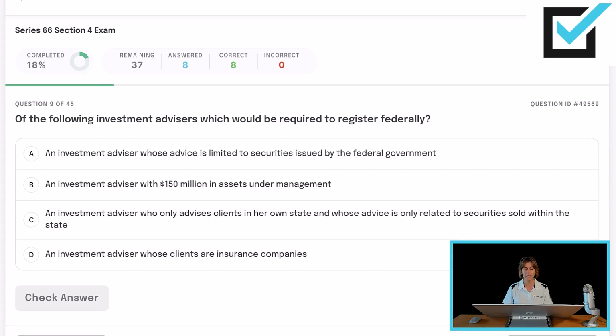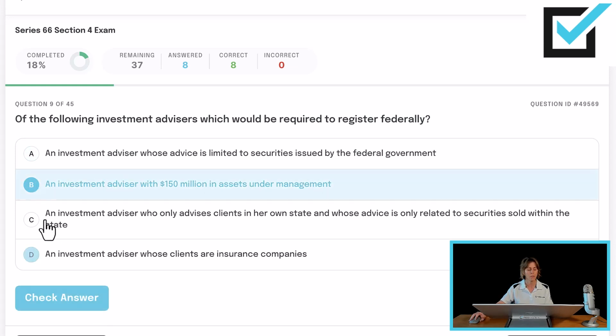Of the following investment advisors, which would be required to register federally? An investment advisor whose advice is limited to securities issued by the federal government. An investment advisor with $150 million in assets under management. An investment advisor who only advises clients in her own state and whose advice is only related to securities sold within the state, or an investment advisor whose clients are insurance companies. Of those four, which one's required to register federally?